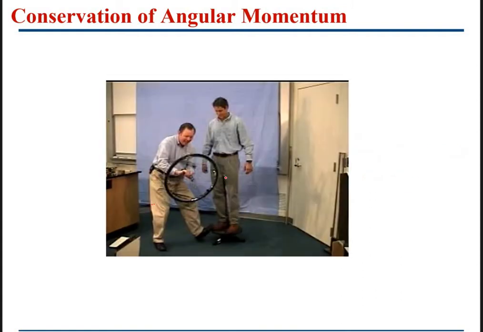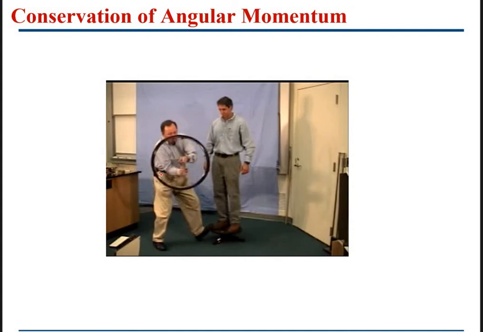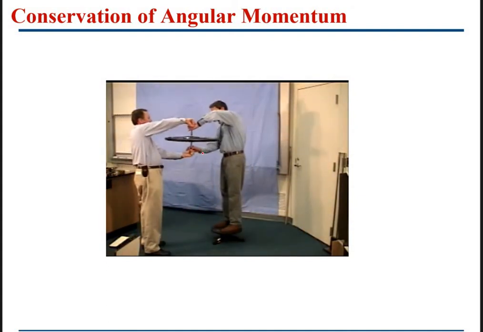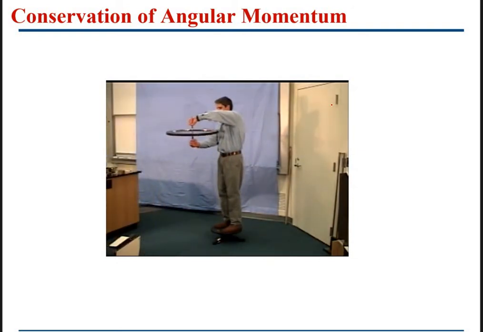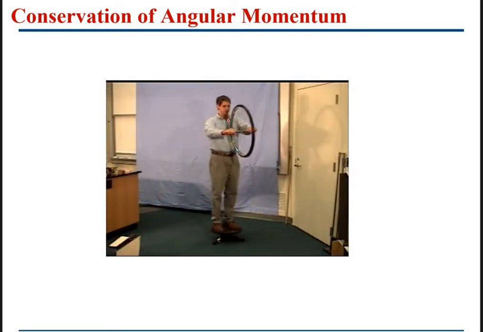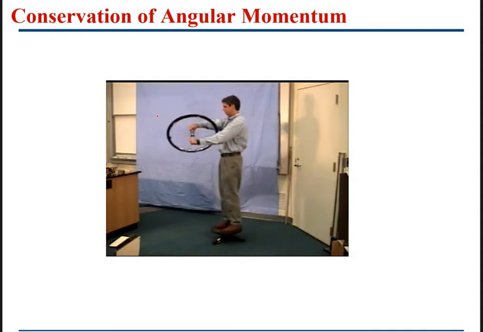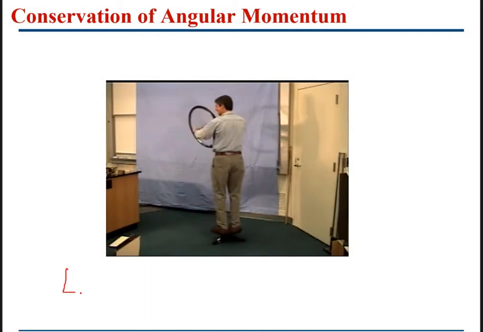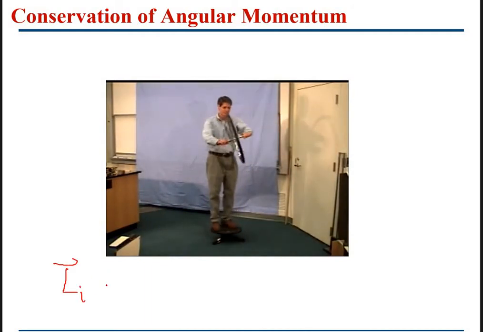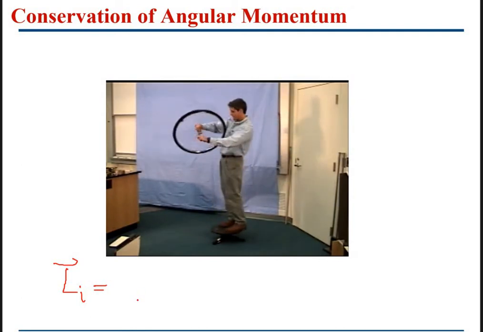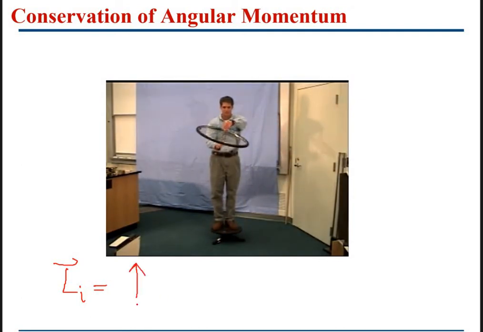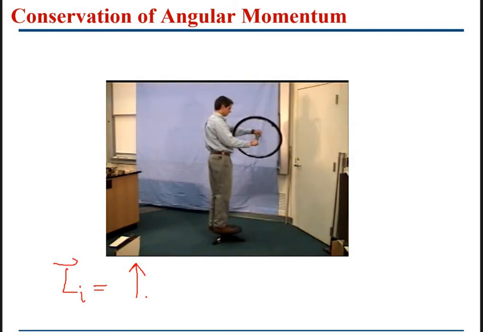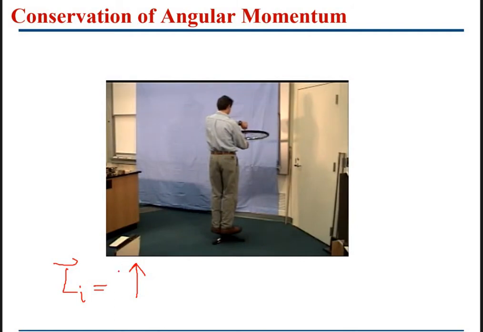And similarly, this is also a very interesting demo. You see that this person holds this wheel in this orientation, and then when he changes the orientation, he gets an angular momentum. Why does that happen? Let's look at this conceptually. Let's say the initial momentum, I'm going to show this as a vector, is in this direction. He holds the wheel, moving counterclockwise, and so the wheel's angular momentum is in the upward direction.